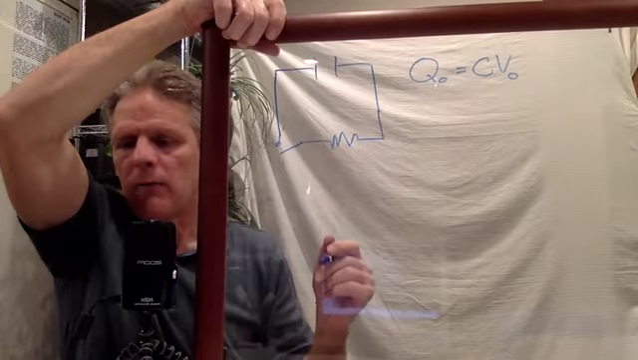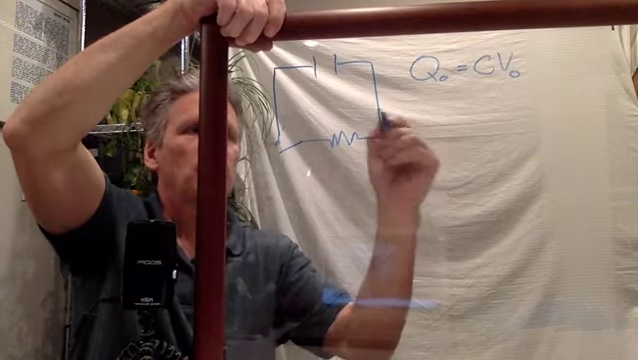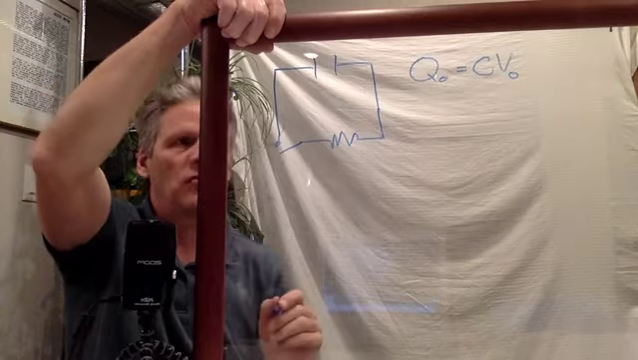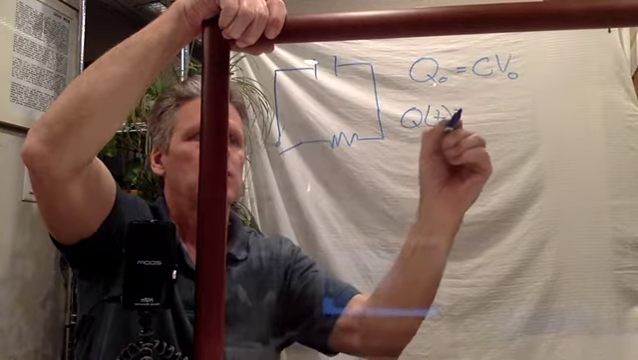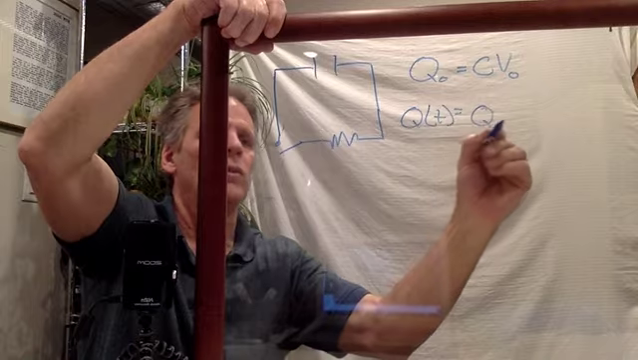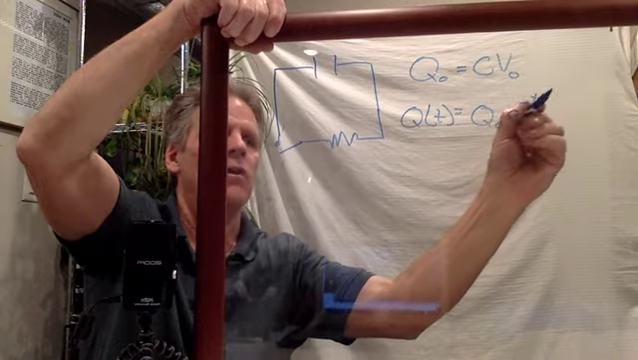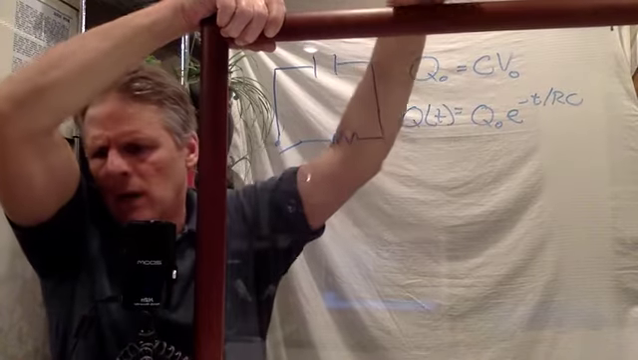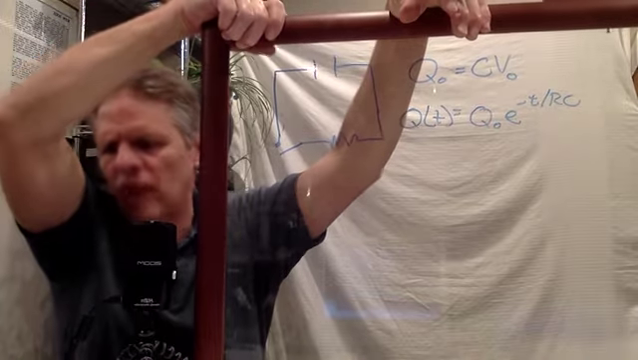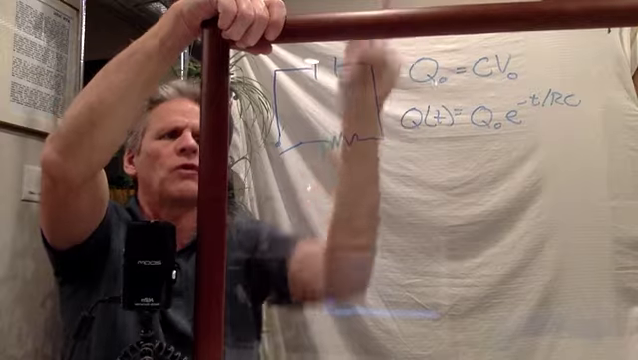Okay, now what else do we know? From our equation sheet, we know that this is going to be a discharging capacitor, and we know that Q of t equals Q0 e to the minus t over RC. All right. How much energy is dissipated through the resistor is what we're asked.